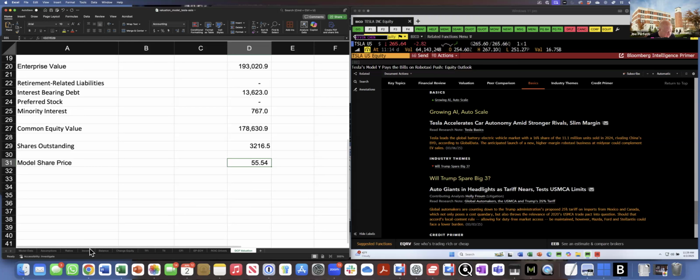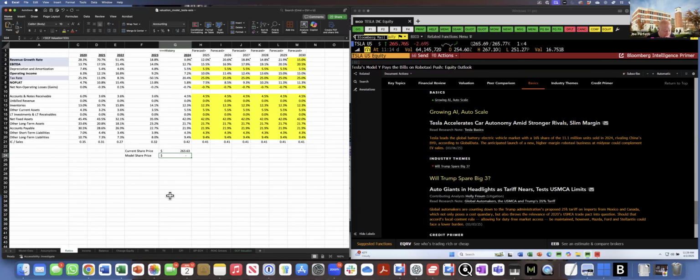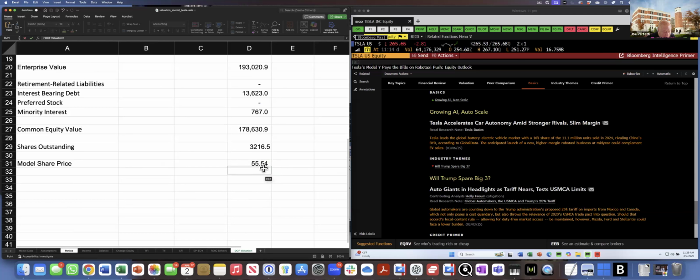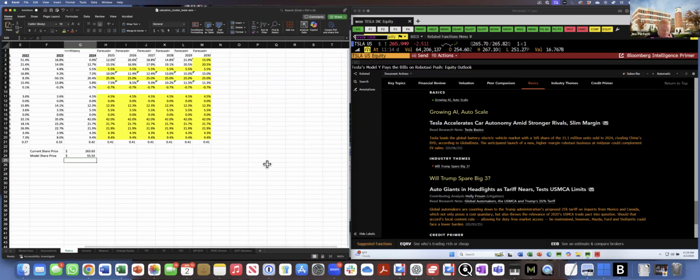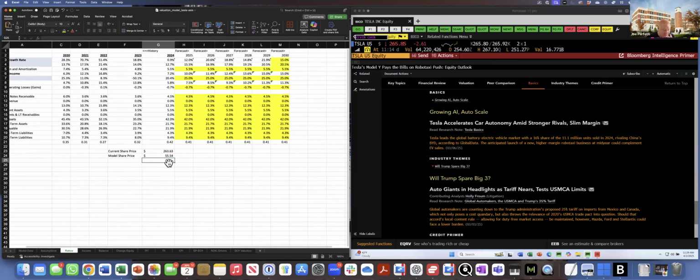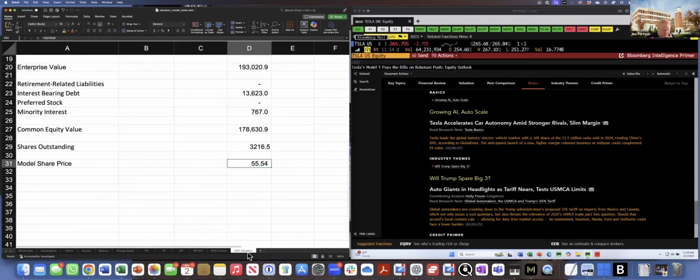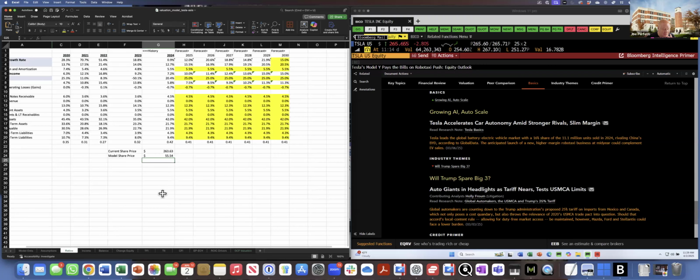So it says 55, and on ratios equals 55. Make sure I'm referring to the right one going forward, because remember, we had to do that weird thing for BMW. Most companies won't have that. Just make sure your model share price is reflective here. We're not cutting things in half anymore. So equals D31. So back to ratios. I've got to get my 55 to equal the 263.